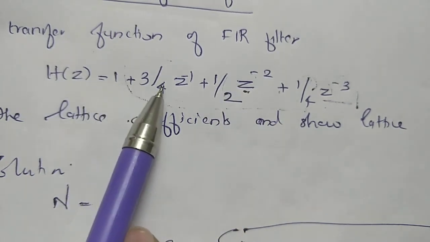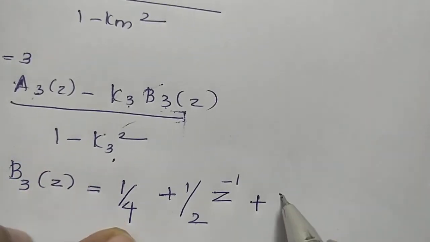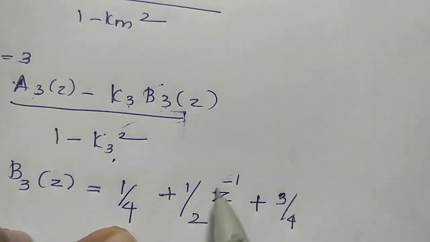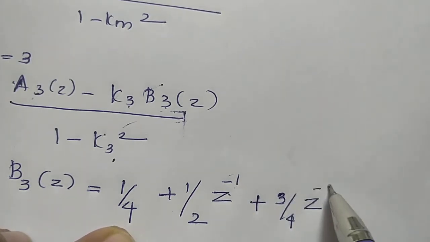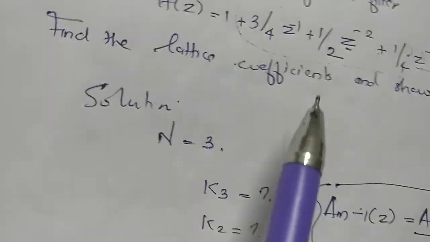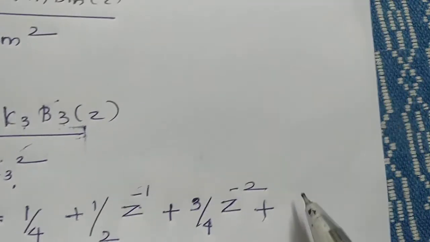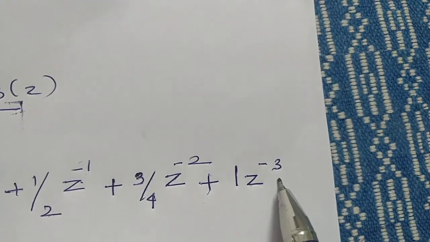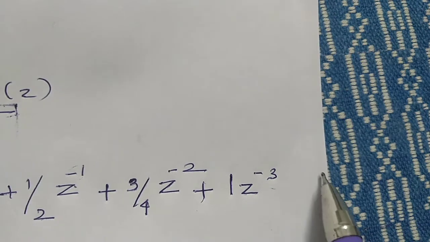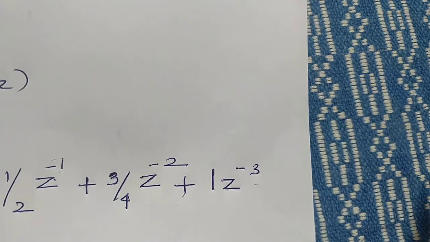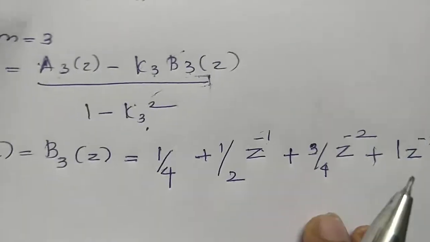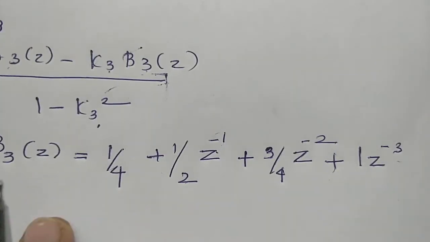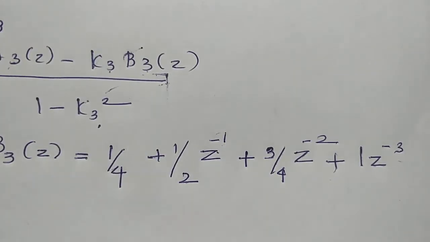Then the next term is plus 3/4 into z^-2. Then what is the next coefficient? 1. So write it as 1 into z^-3. If there is another term, we will write plus that constant into z^-4, then the next constant into z^-5, and like that we will go. So how do we write B3(z) or Bm(z)? Take the given question and write it in the reverse order.